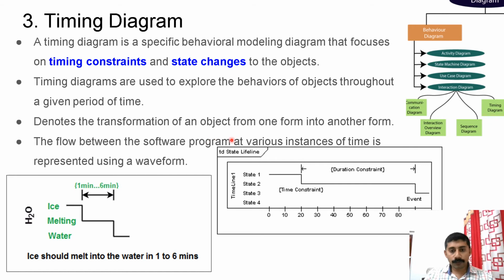It denotes the transformation of an object from one form into another form. The flow between these software programs at various instants of time is represented using a waveform. So a timing diagram is represented like a waveform.